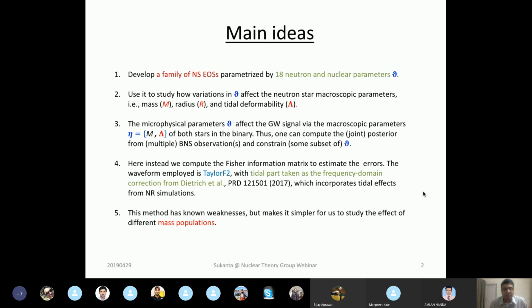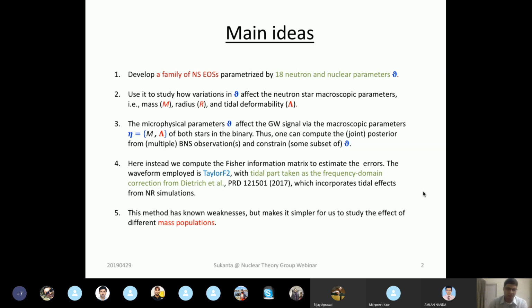But if there are multiple such events as we anticipate in future, and in fact, a candidate event of a neutron star merger was announced just a few days ago by LIGO and Virgo, then we can combine these posteriors across the several observations to be able to constrain first the macroscopic parameters, but then subsequently the microphysical parameters much tighter. And so we attempt to do that in this work with simulated signals.